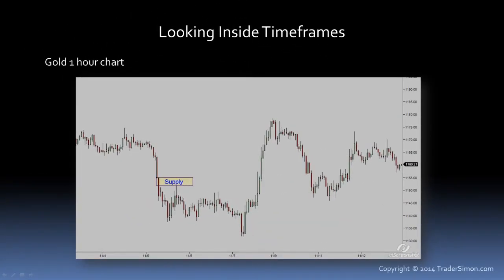Whatever time frame you trade, you should always drill down to lower time frames to see the whole story. For instance, on this 1 hour gold chart, you can hardly see the supply zone, so why did price bounce at the spike?